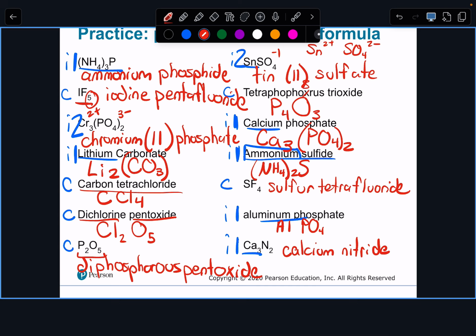So there's like, pick 5 of these, right? And they're paired up with their name and their formula, and one of them doesn't match properly. So one of them could be, like, if I said tin 1 sulfate, that would be the incorrect one.